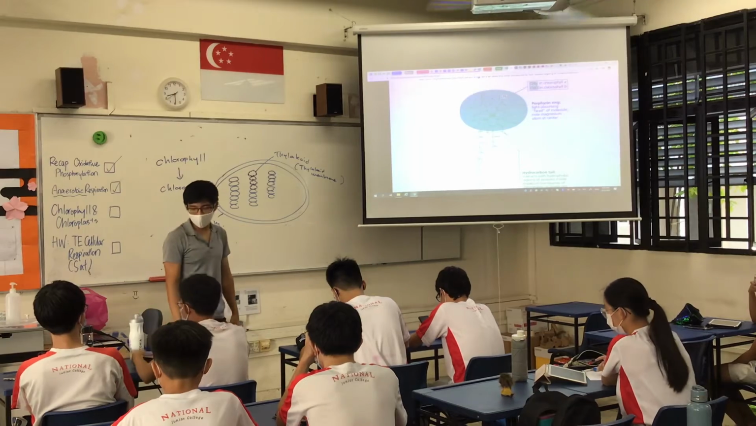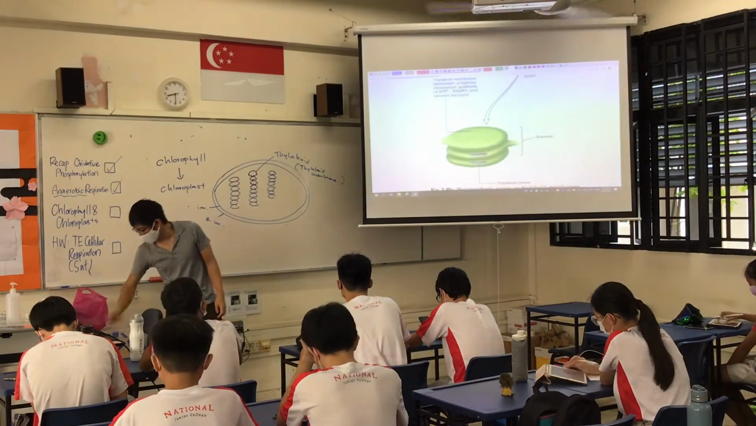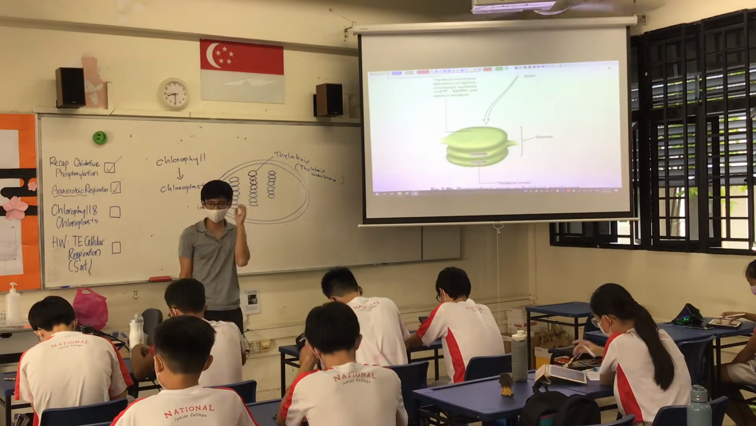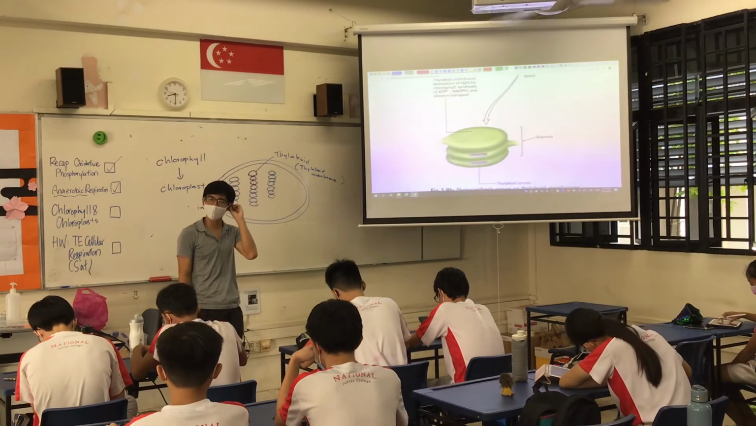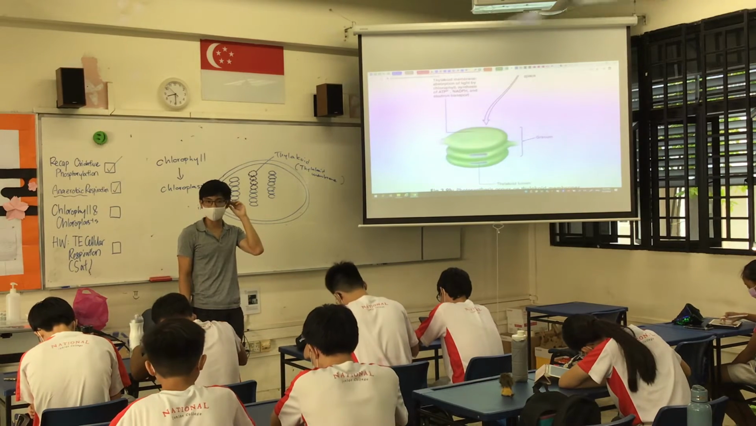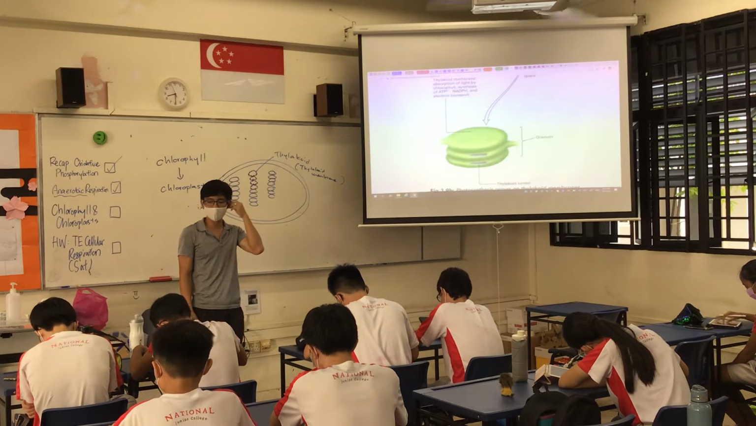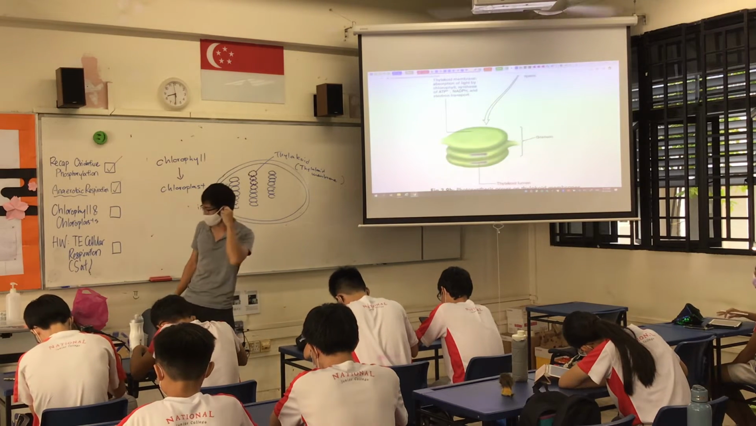You see the word granum on this particular page? A granum is nothing more than a stack of thylakoids. We rarely use this particular vocabulary because when we describe photosynthesis, we will zoom in to one of the thylakoids. Every thylakoid has lots of photosynthesis particles.